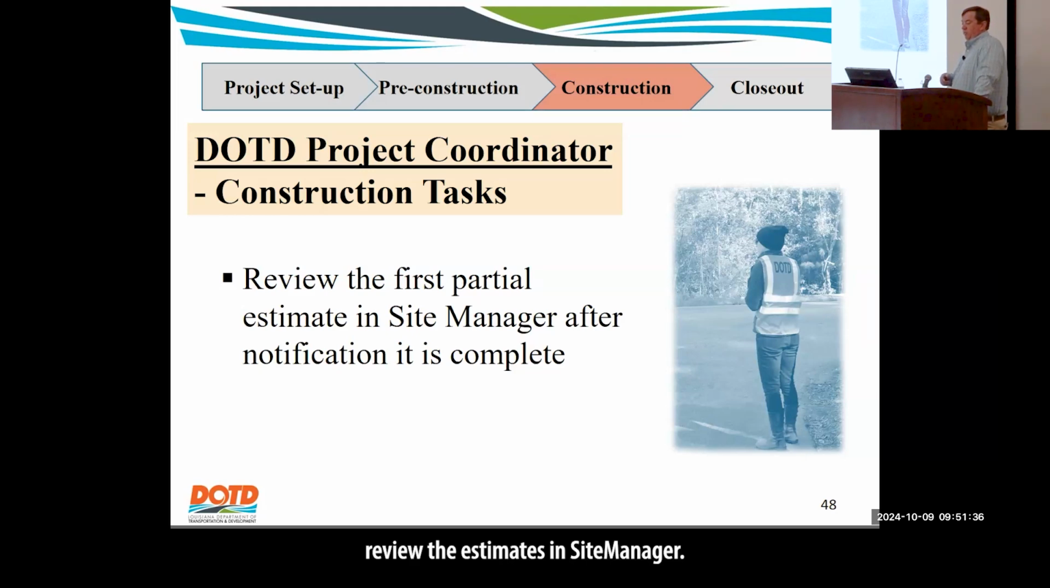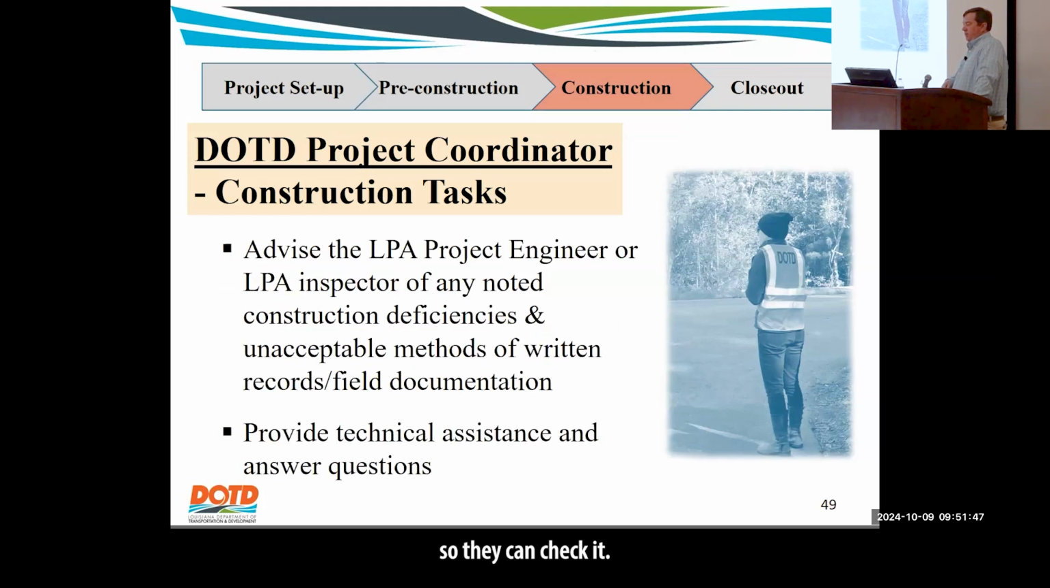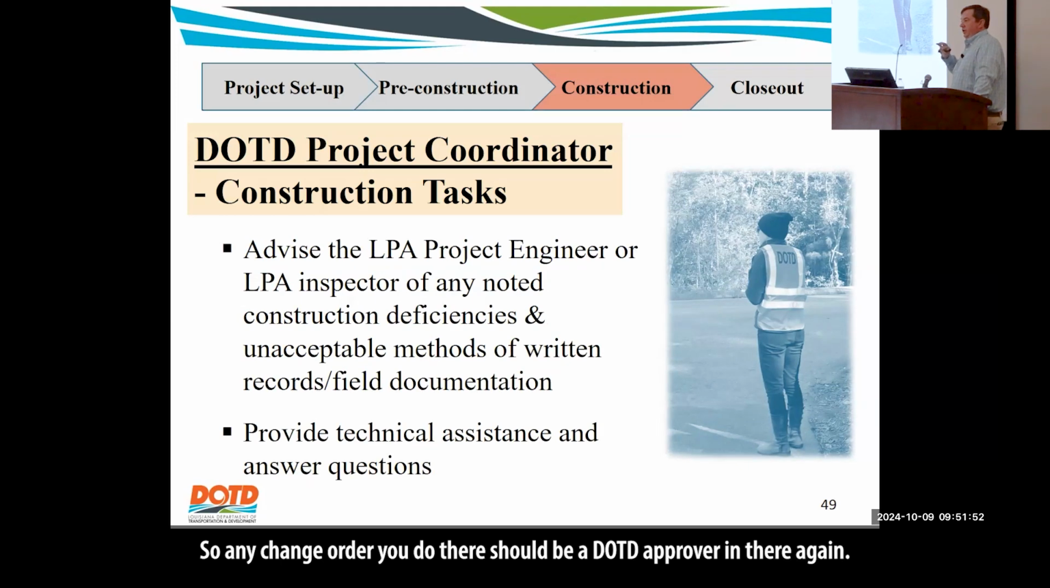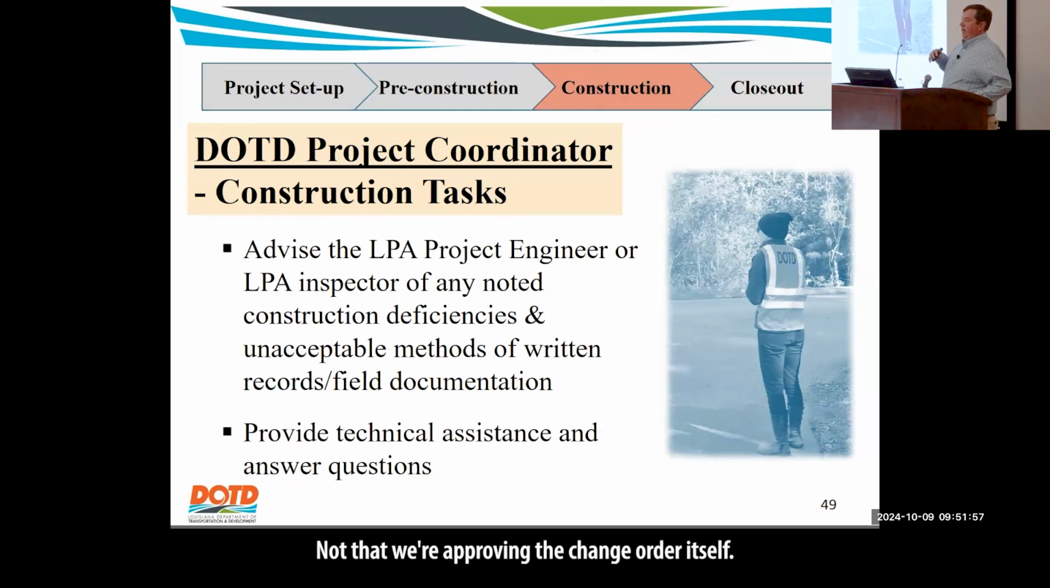Again, we're going to review the estimates and the site manager. You got to notify them they're not in the approval chain, so just let them know, hey, we did estimate 1, we did estimate 2, that sort of thing, so they can check it. They are in the approval for change orders. So any change order you do, there should be a DOTD approver in there. Again, not that we're approving the change order itself, we're just making sure that yes, the dollars are being spent in accordance with CFRs. We're following all federal regulations, things like that.